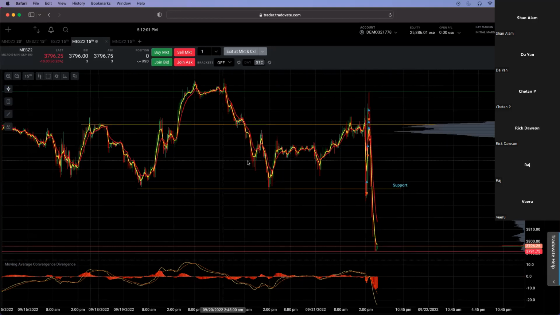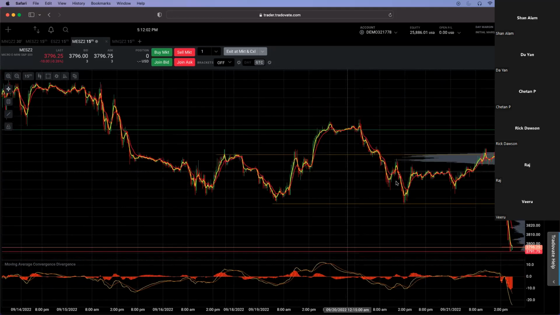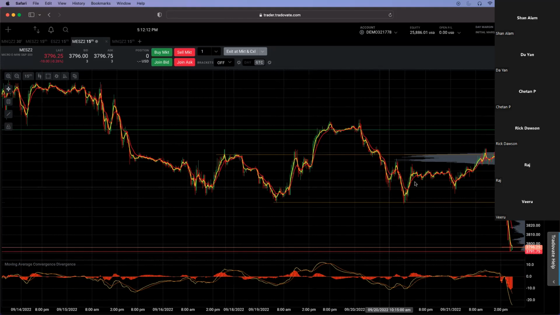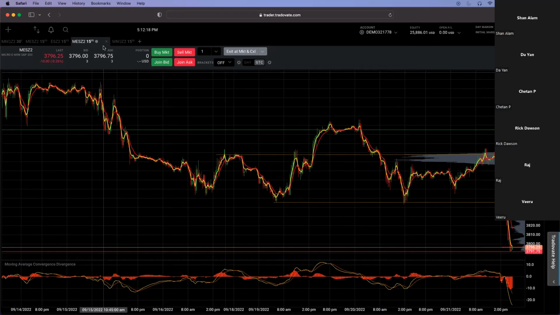Basically, I think the best thing is first you set up your chart, with two EMAs, the 3 and 8. Make it clear so that you can clearly see that. Okay, you got it.